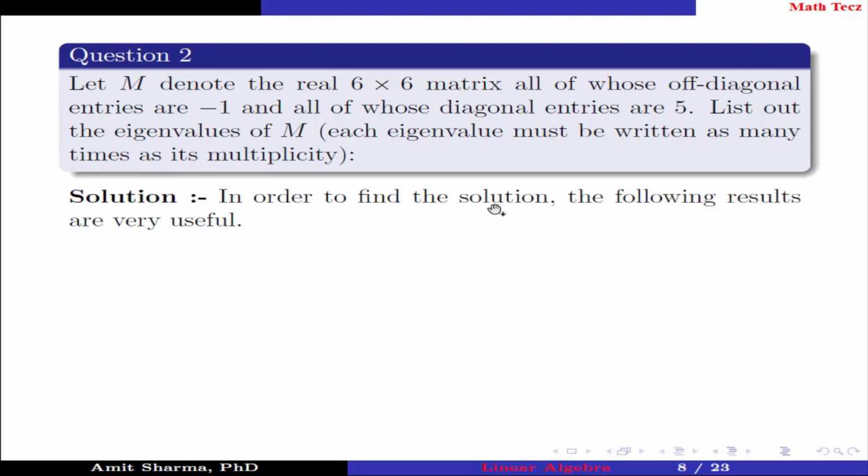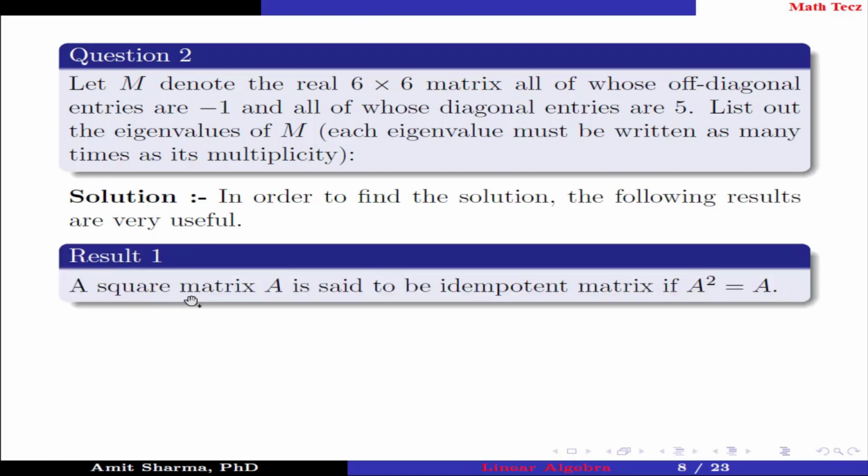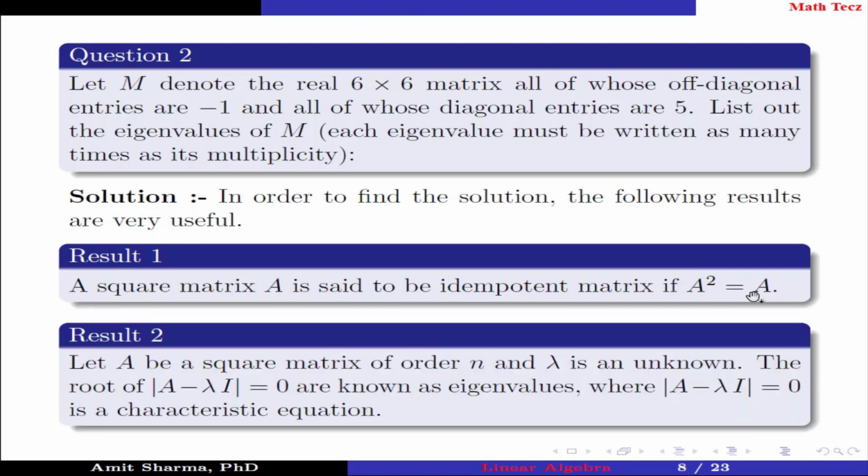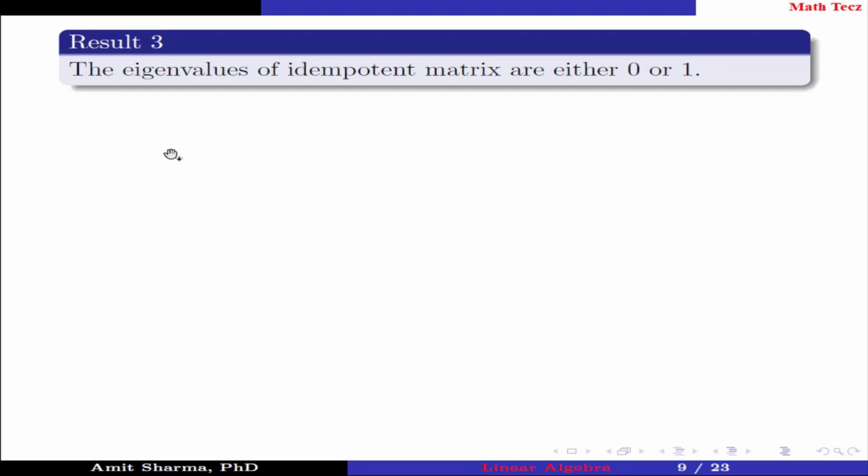In order to find the solution, the following results are very useful. Result number 1. A square matrix A is said to be an idempotent matrix if A square equals A. Result number 2. Let A be a square matrix of order n and lambda is an unknown. The roots of determinant of A minus lambda I equal to 0 are known as eigenvalues, where determinant of A minus lambda I equal to 0 is the characteristic equation. Result number 3. The eigenvalues of an idempotent matrix are either 0 or 1.